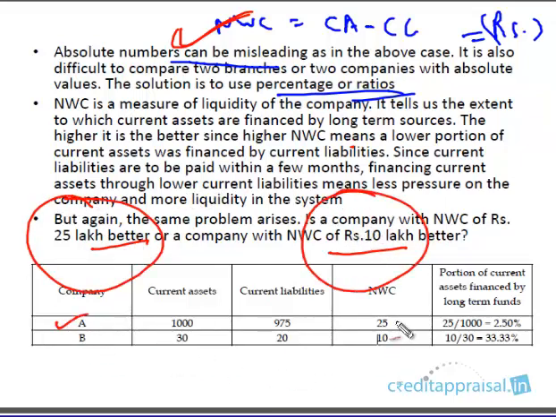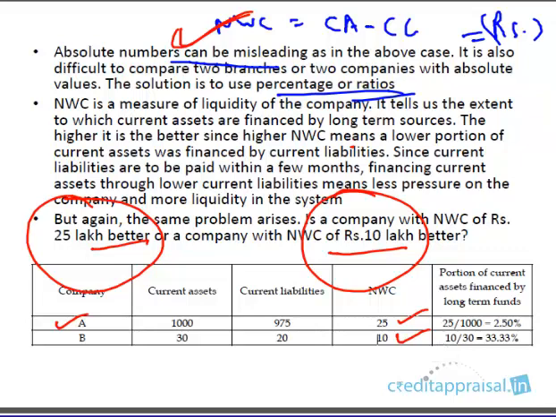Company A is having NWC of 25 lakhs. Company B is having NWC of 10 lakhs, right? So if I were to ask you which is a better company, you might be tempted to say company A because it has a higher NWC. It's in a better financial position as far as liquidity is concerned, right? We are not concerned about the remaining parameters at this juncture, but as far as the liquidity position is concerned, you might be tempted to say company A is in a stronger position.